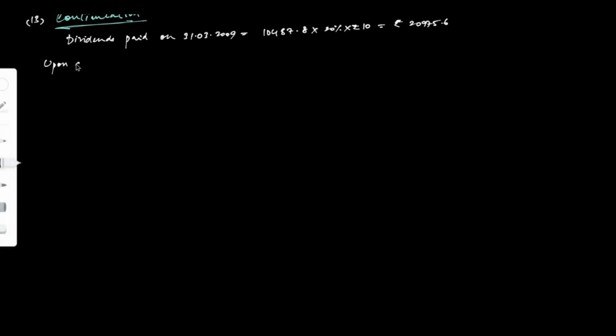Upon dividend reinvestment, additional units is equal to 20,975.6, that is total dividend paid, by NAV on 31/03/2009, right?